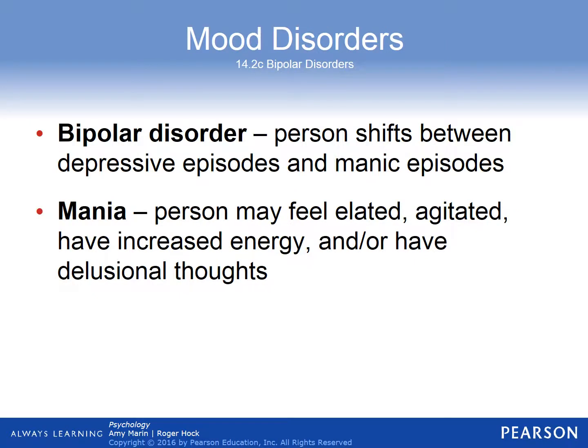Okay, moving on to mood disorders. We have basically two big groups of mood disorders. The bipolar, which we used to call manic depression, we don't anymore, we call it bipolar, where we shift between depression and mania. Mania, a person may feel elated, agitated, and energetic, or have delusional thoughts. And sometimes we don't realize that agitation can often include anger.